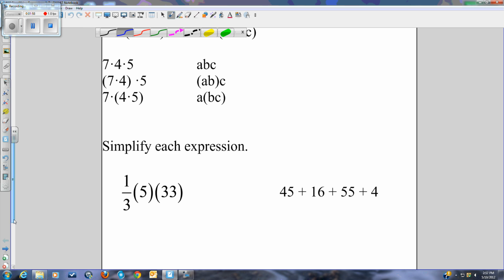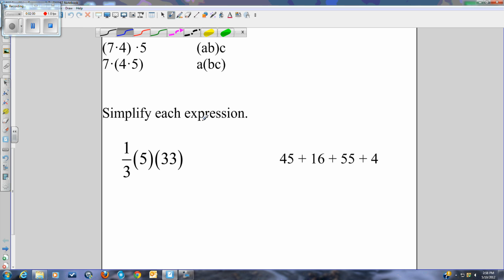So for instance, if you want to simplify each expression, we have 1/3 times 5 times 33. Well, I know that 1/3 of 33 is 11, so I'm going to multiply those together first, because 1/3 times 33 is 11, and then I'll just multiply by the 5, which will give me 55. Just a quicker way of doing it than saying 1/3 times 5 is 5/3, 5/3 times 33, and then canceling and getting 55.